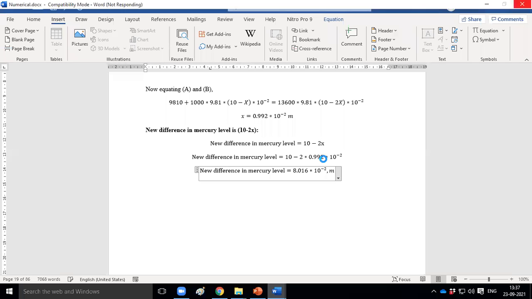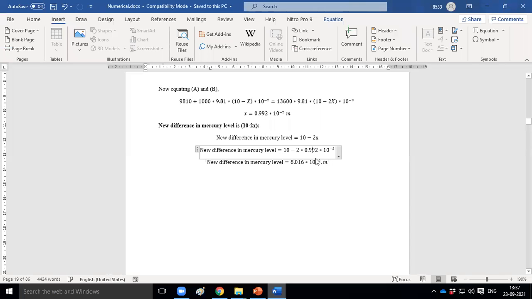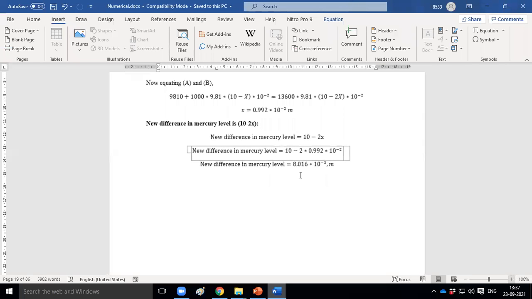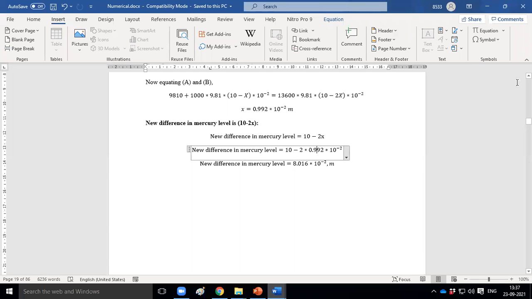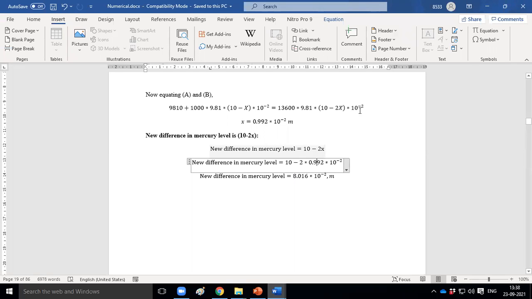Try to understand the concept of why 10 to the power -2 is required, because we already did the conversion from centimeter to meter. So this value x is in meter. We put the value as it is in this 10^-2 x. So the calculation part is 8.016 × 10^-2.